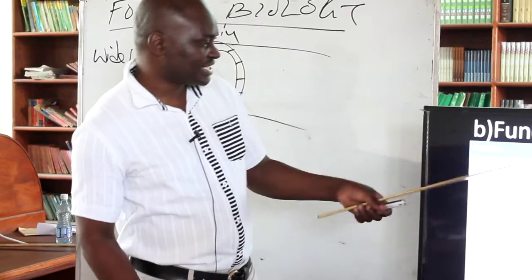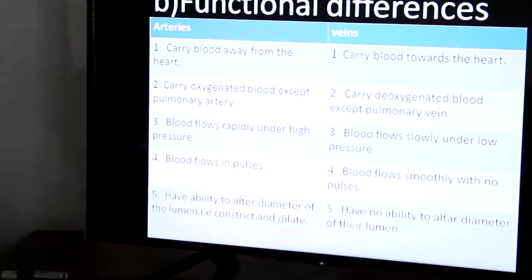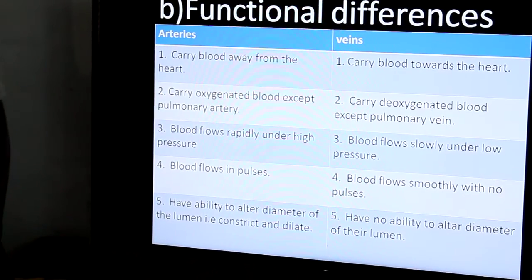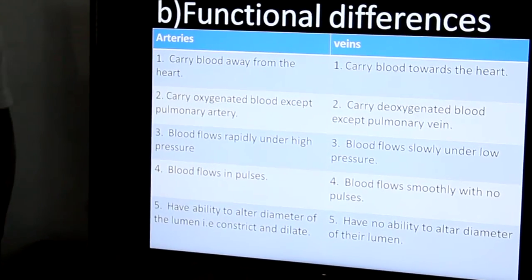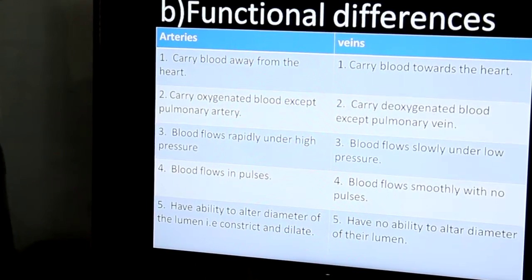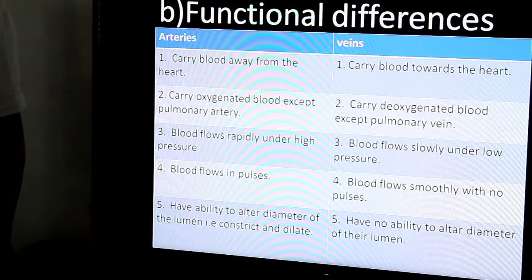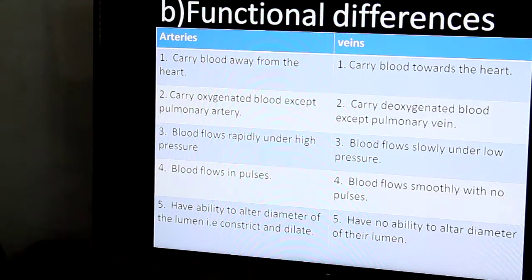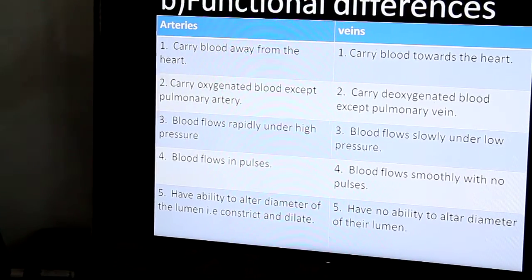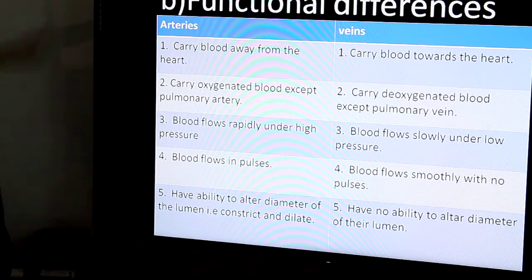Let us move on to the second part, which deals with the functional differences. How do they function? What do they do in the body? Arteries carry blood away from the heart. That is a functional difference. Veins carry blood back to the heart, towards the heart, except pulmonary, but we are coming to that.